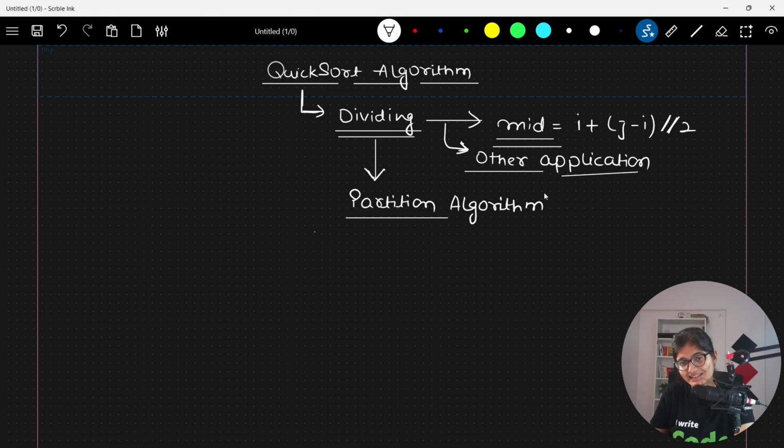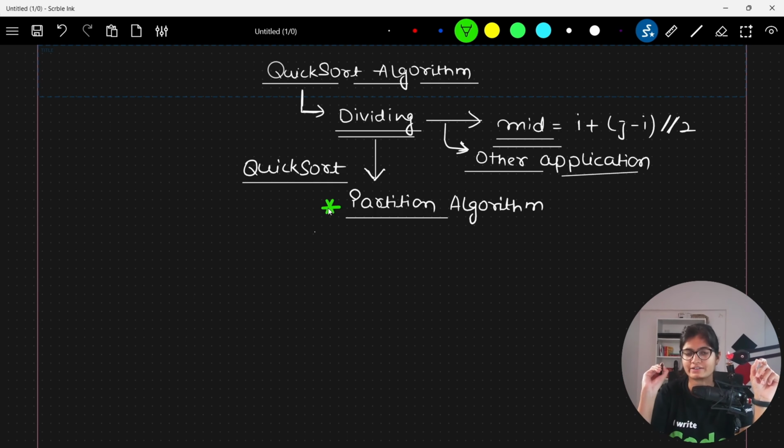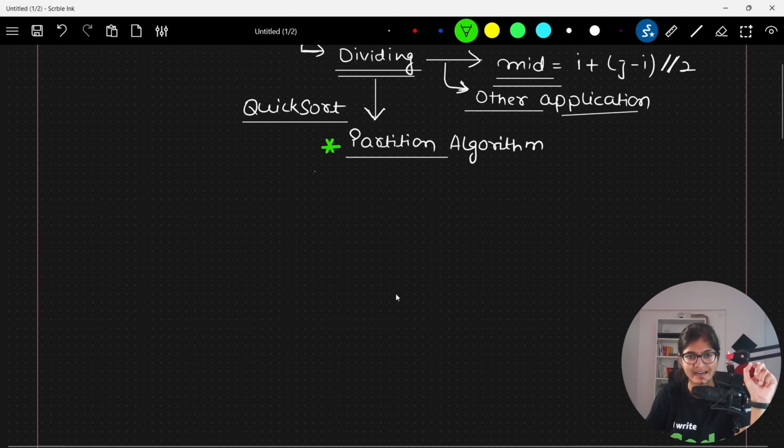Very important, and this is the key thing to understand in QuickSort. The remaining concept is the same, but how the array is divided into two halves, which is done by the partition algorithm, is the important thing to understand here. For example, in merge sort, I told you that the merge procedure is really important to understand. Similarly, here the partitioning algorithm is really important to understand. How is it working? Let's try to understand that part.